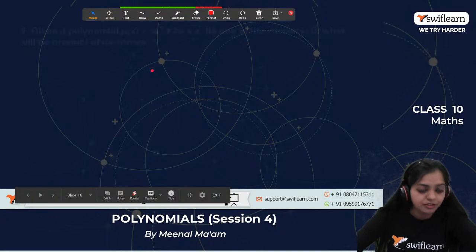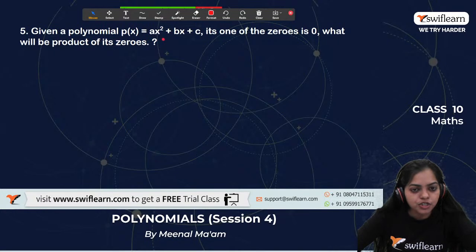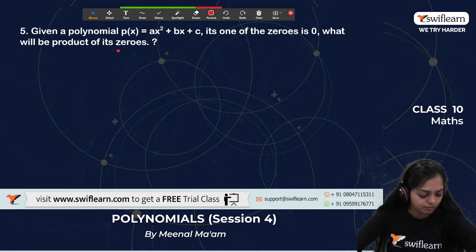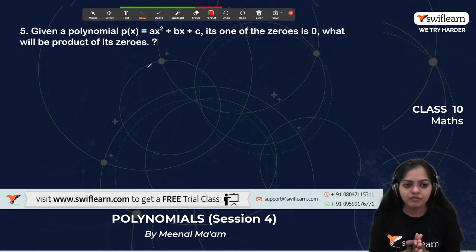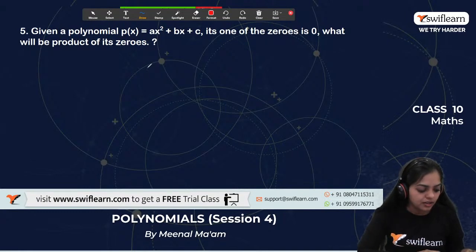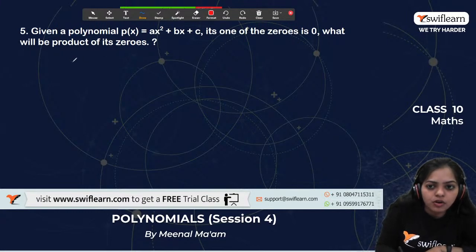And here is the fifth question. Given a polynomial p(x) equals ax square plus bx plus c, one of its zeros is 0. What will be the product of zeros? I am waiting for your answer. Question number 5: given polynomial is ax square plus bx plus c, one of its zeros is 0. What will be the product of zeros? Okay, while you are solving, I will give you the formula.